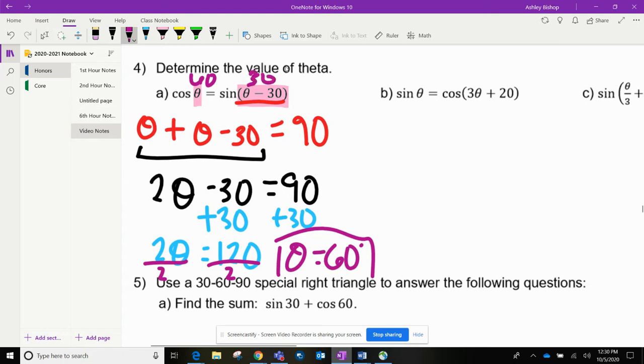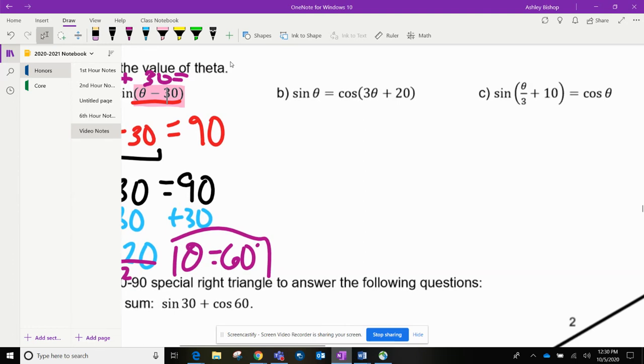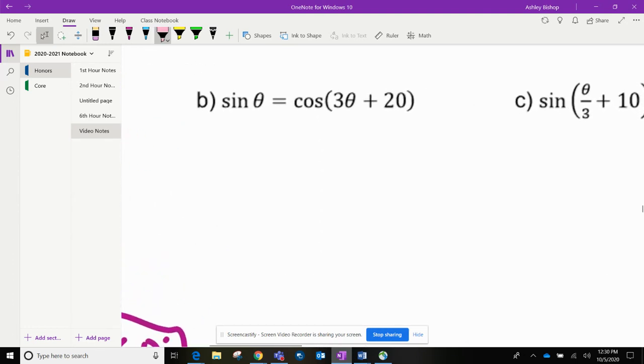These two, or is 30. 60 minus 30 is 30. These two need to equal 90. Okay? Again, it's the same thing over and over again. Don't be confused. This angle plus this angle needs to equal 90.